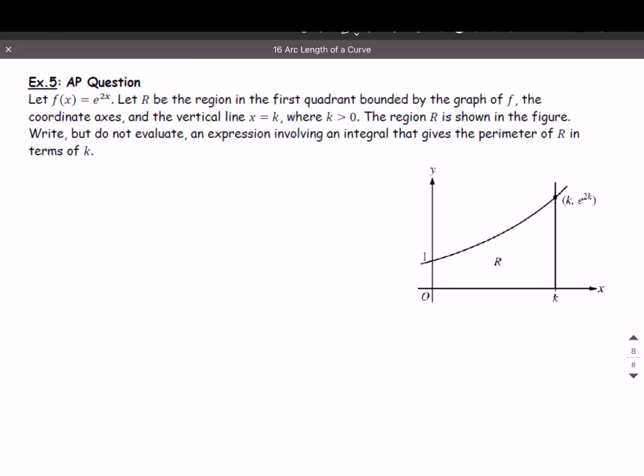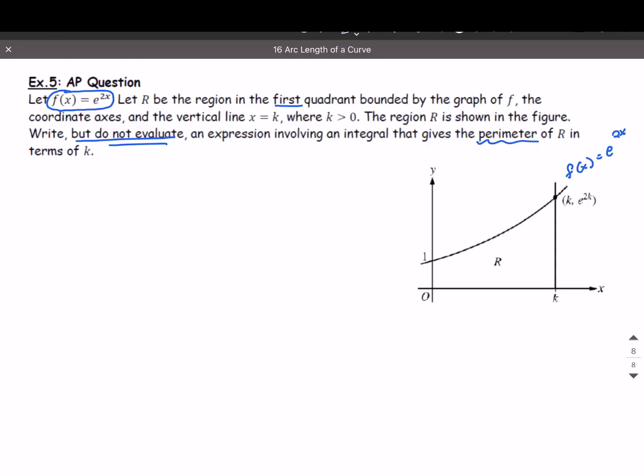So here we go. Let f of x equal e raised to the 2x, and R is the region in the first quadrant bounded by the graph of f. So this curve here is f of x equals e to the 2x. The coordinate axes, so the x and the y-axis, and the vertical line x equals k. The region R is shown in the figure. Write, but do not evaluate, an expression involving an integral that gives the perimeter of R.